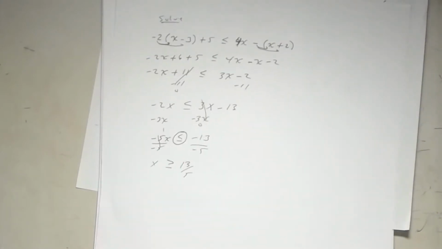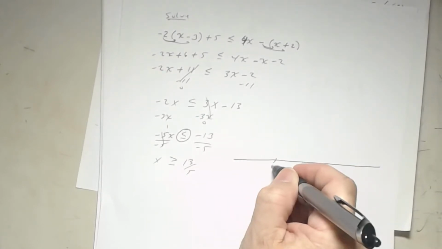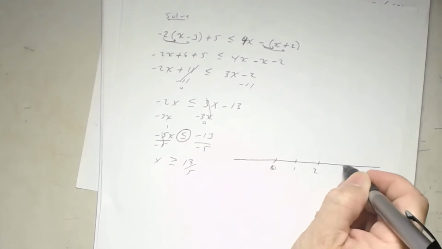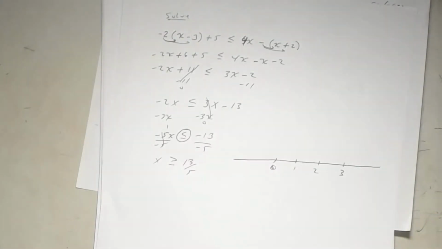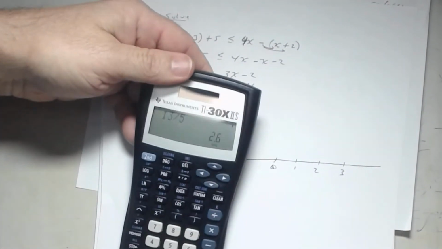Now, here's the question. If I have a number line, and let's say this is 0, this is 1, this is 2, this is 3, and so on, where would you put 13/5? Why would you say anywhere between the 2 and the 3? Because the mixed number is 2 and 3/5. The reason is, if you put 13/5 in your calculator, what is that?